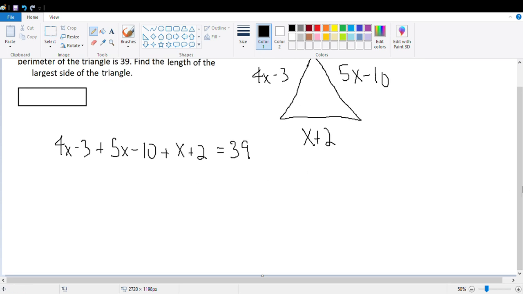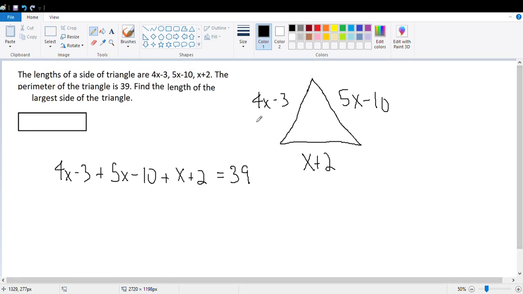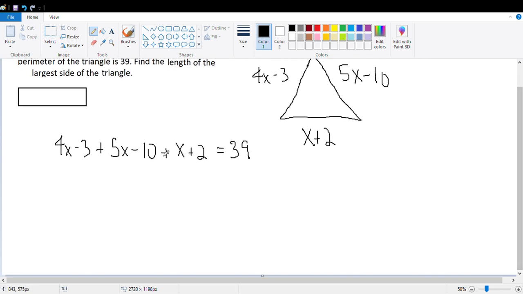Why are we solving for x? We need to solve for x to be able to actually get the lengths of each of the sides that we have here. The sides are 4x minus 3, well, based here on the image, 4x minus 3, 5x minus 10, and x plus 2. If we find x, we're able to find the actual length of the sides, and determine which of the sides is the longest one. So let's take a look at that.